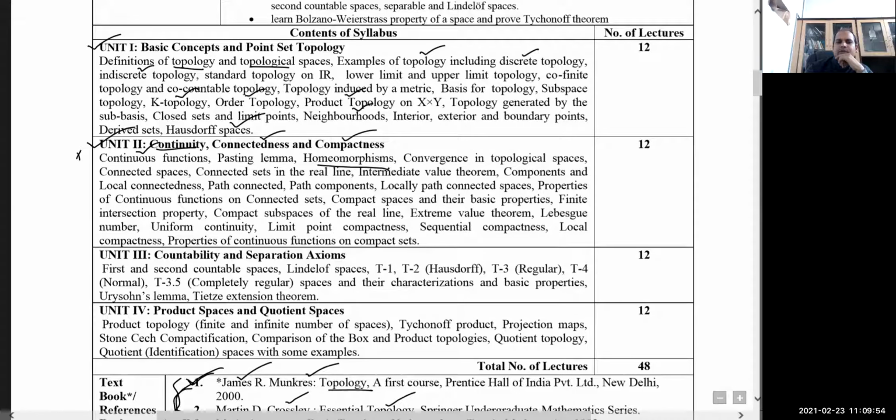This one is also very important from a competition point of view. Everywhere, in interviews and in exams like NET, GATE, JRF, you'll see various questions from this section.